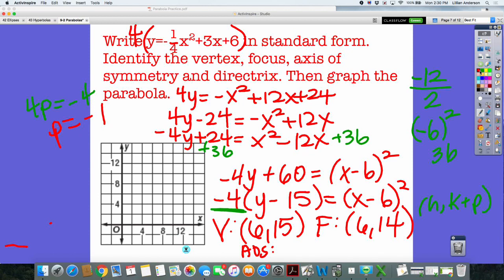Wait, let's try this again. Axis of symmetry. X equals something. X equals 6. It has to be a full equation. X equals 6, not 16 or 15, or -6. The directrix, y equals 14. No, y equals 16.